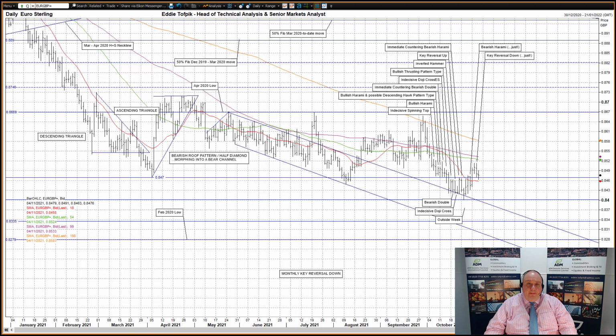Euro sterling. A reactionary key reversal down yesterday, prompted I suspect by the market's close proximity to both the declining short medium moving average, currently 85.24, and the nearby slowly declining medium moving average, currently 85.33, and the market's lack of desire to challenge these two resistances.